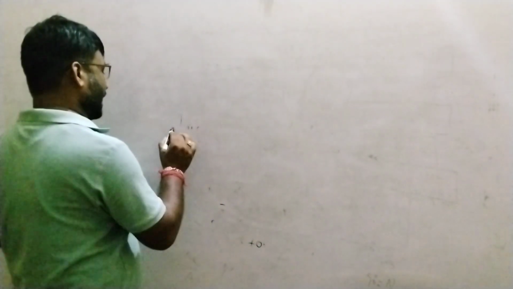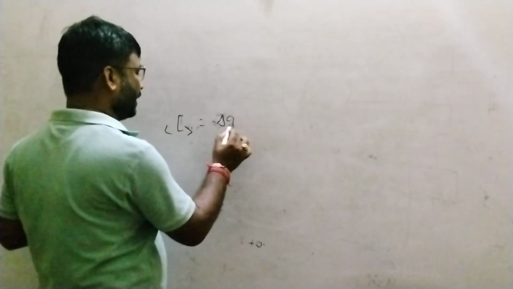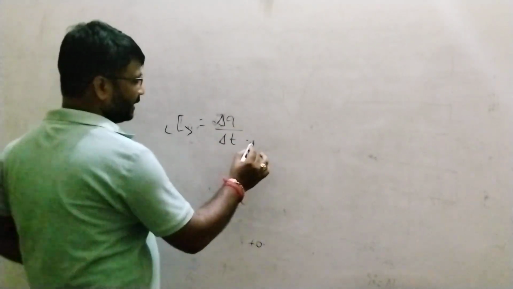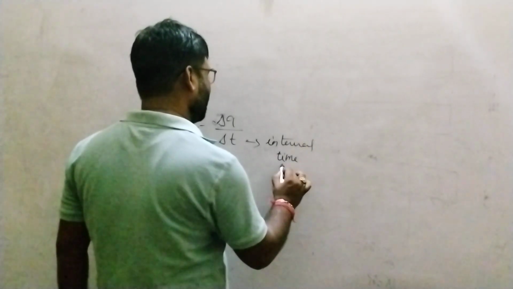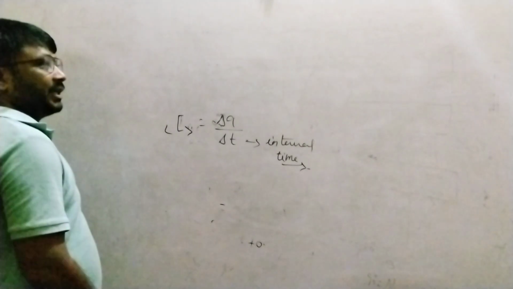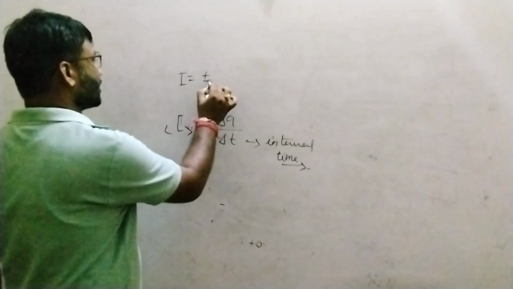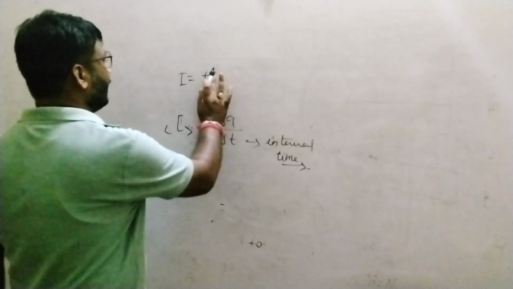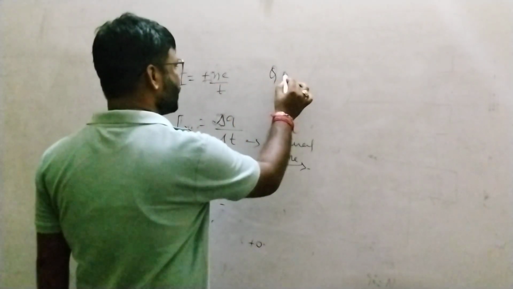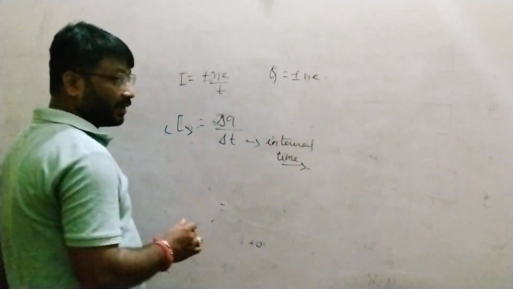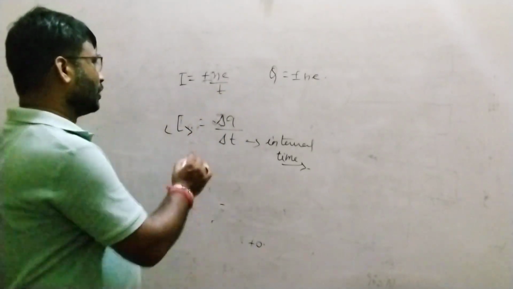we have gone through average current. Average current is nothing but delta q by delta t. This delta t indicates the interval of time in which we have to find the current. That current we call average current. Or in general I is equal to plus minus n e by t, where q is equal to plus minus n e. If you have given the number of electrons and time is given, we will use this formula to find the current.